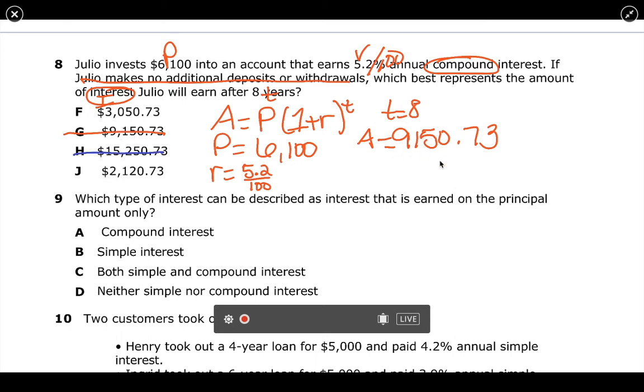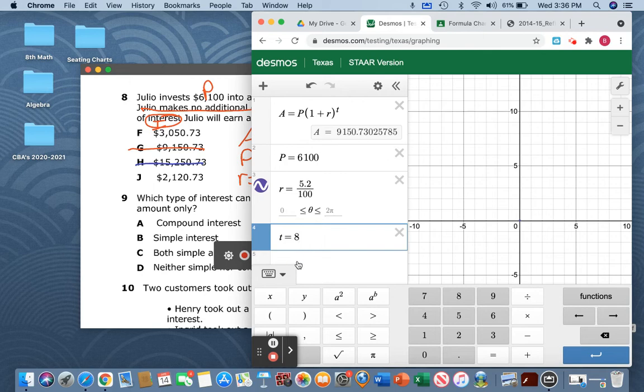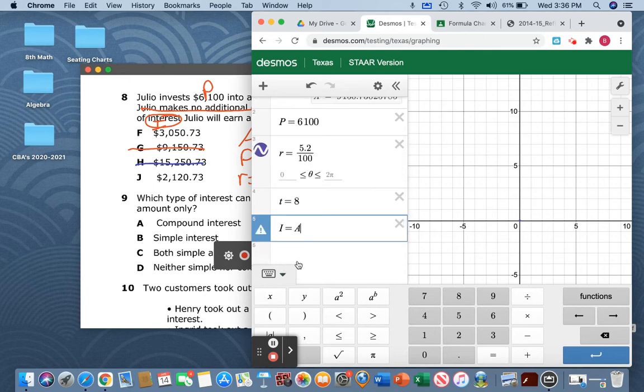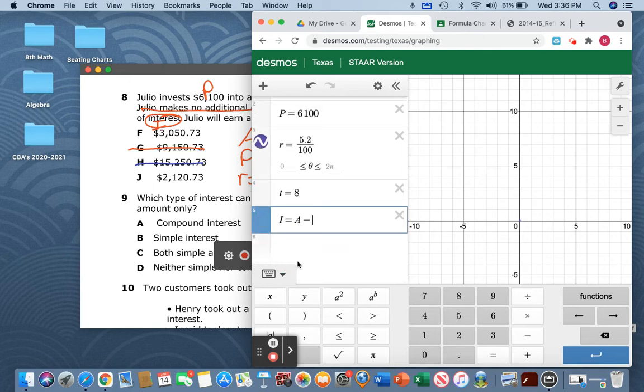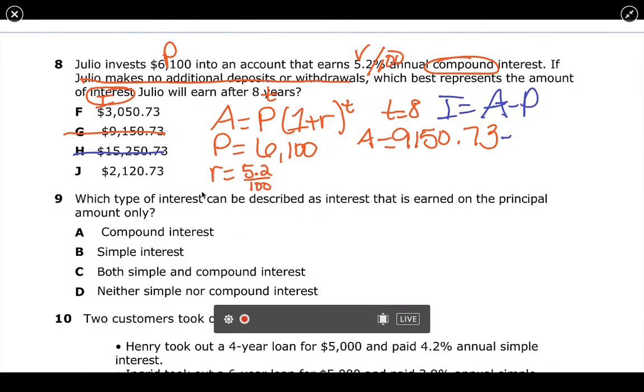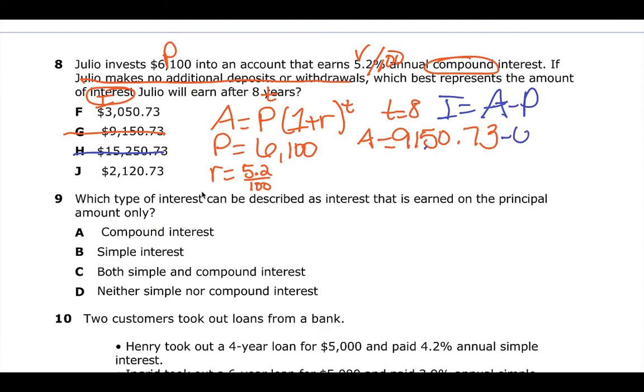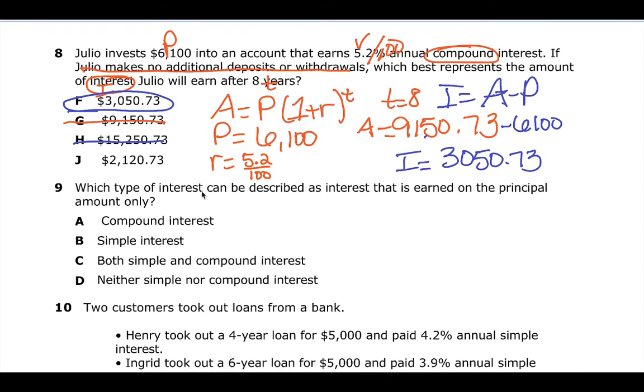So I'm going to take this A, our total, and subtract. I'm going to do I equals A minus P, capital P, not little p. And I get 3050.73-ish. I equals A minus P, which would be that minus 6,100, just so you know. And I equals 3050.73. Letter F. Easy peasy.